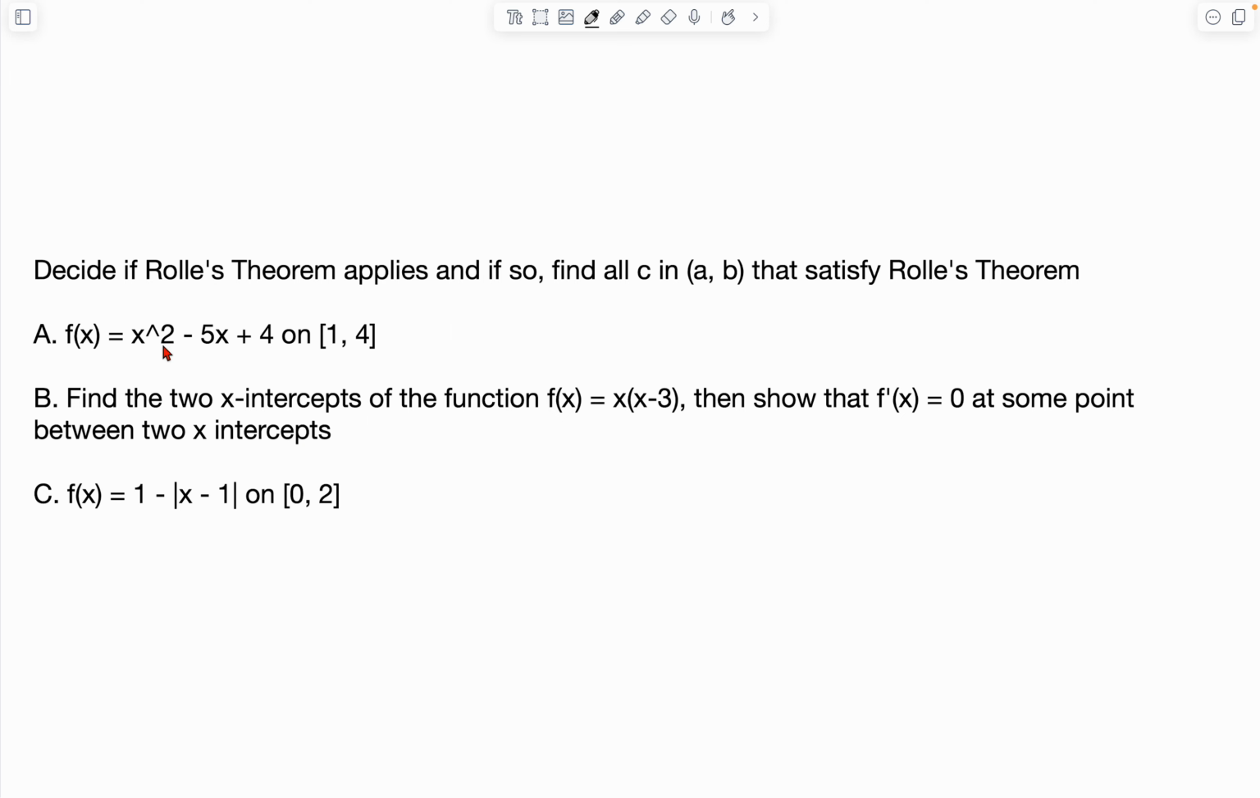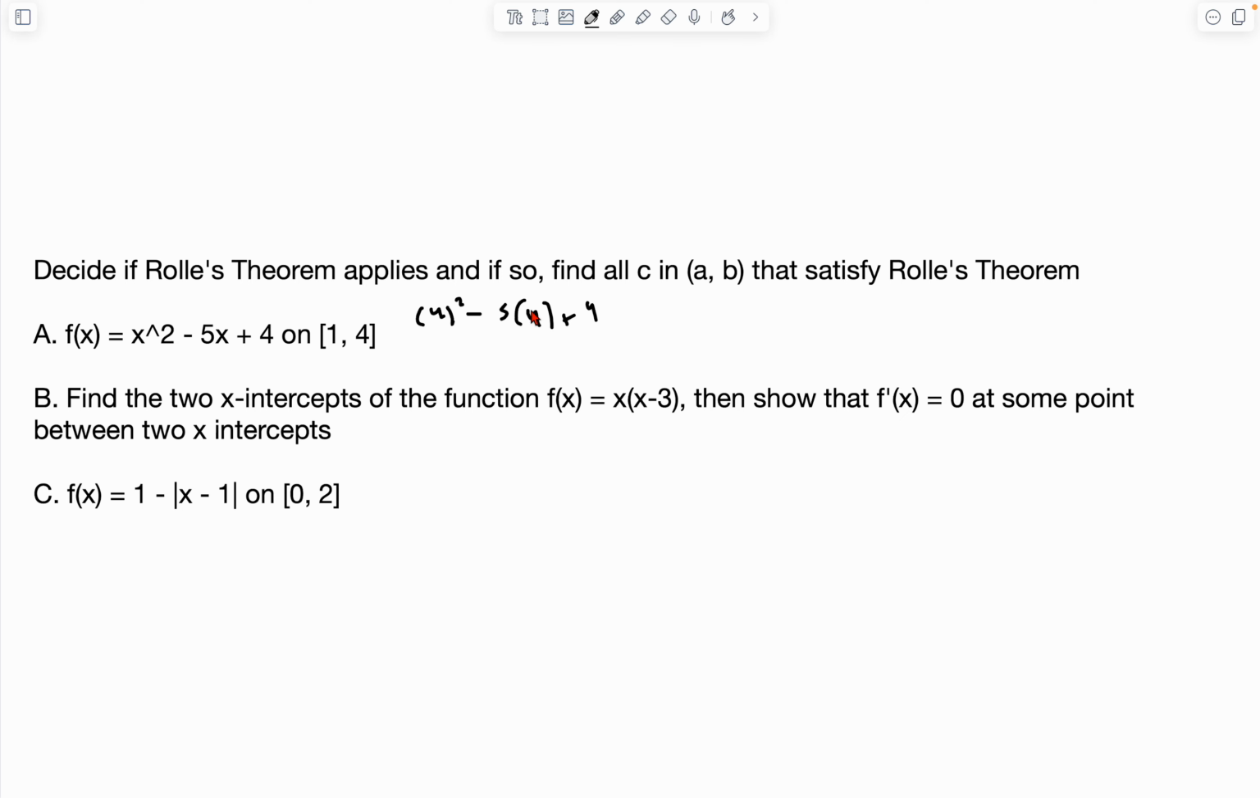Part A: f(x) equals x squared minus 5x plus 4 on [1, 4]. The problem says: decide if Rolle's theorem applies, and if so, find c and all a, b that satisfy it. So for part A, what we basically do is find the y values of the endpoints. Just plug in 4 into our function and 1 into our function, and if they're the same, then we're good. So 4 squared minus 5 times 4 plus 4, what is that?